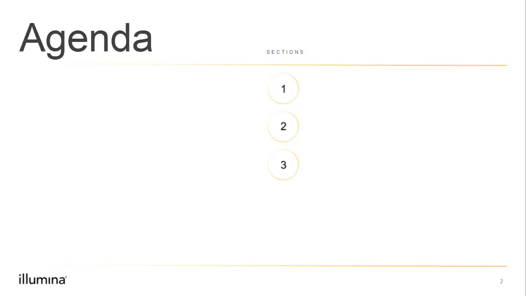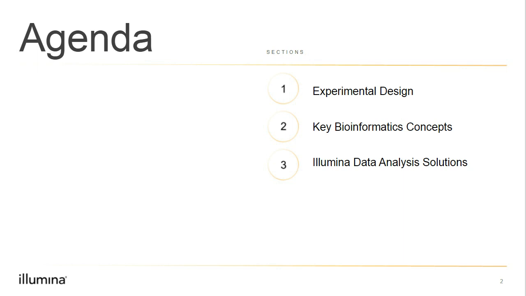Before we dive in, here's a brief overview of where we're going. First, we'll want to discuss experimental design and considerations that will ultimately drive our analysis approach. Then we'll jump into some key bioinformatic concepts, and we'll define the basic approaches and gain a high-level understanding of standard bioinformatics methodology, why they're important, and how they're different. And lastly, we'll discuss some available Illumina platforms and software solutions that will enable us to perform bioinformatics data analysis both locally and on the cloud.